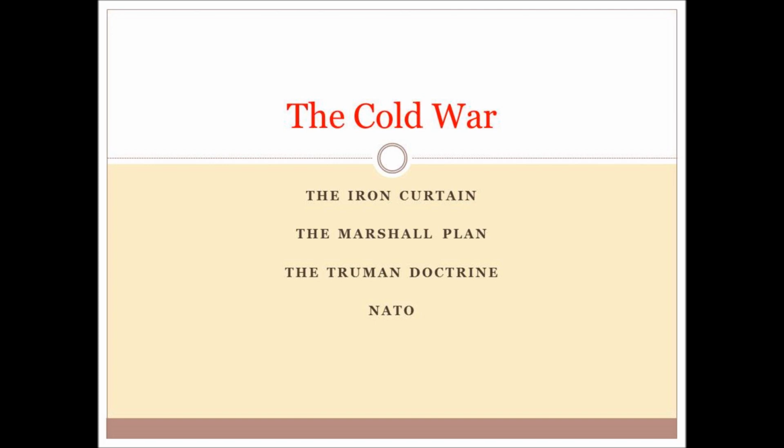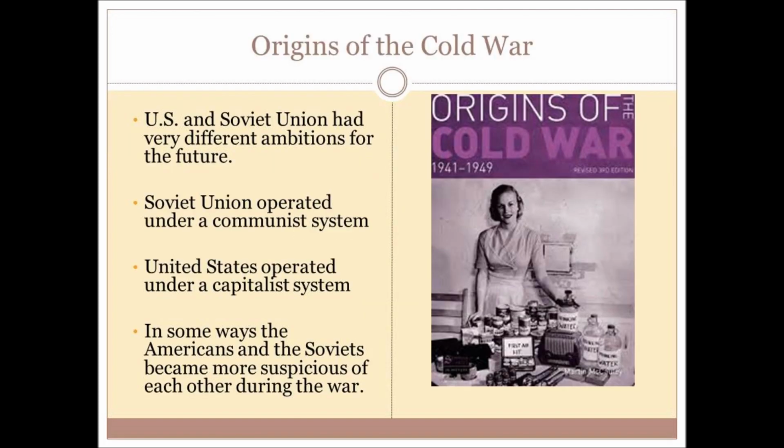And the origins of the Cold War. The US and Soviet Union had very different ambitions for the future. The Soviet Union operated under a communist system, while the United States operated under a capitalist system. And in terms of their political system, the Soviet Union was a communist dictatorship, while the United States was a democracy. That was very different in terms of the way the two countries were run.